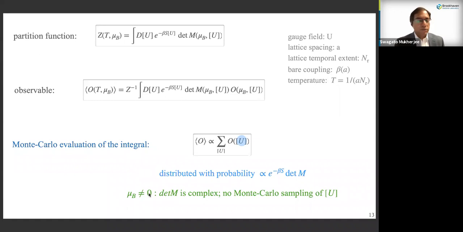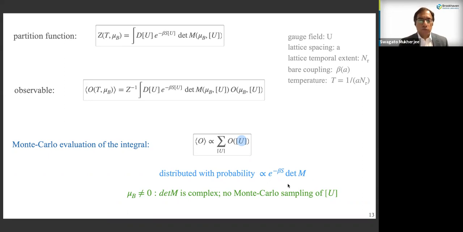It is not a problem when mu_B equals 0, because then this determinant is positive definite, and it has all the properties of a probability, so you can do it perfectly fine. But once you add a non-zero chemical potential, this completely fails. You cannot just sample the gauge fields distributed according to this probabilistic interpretation of the action. So what do you do?